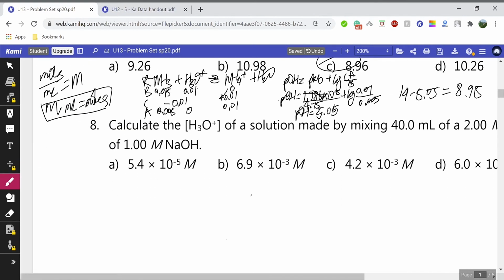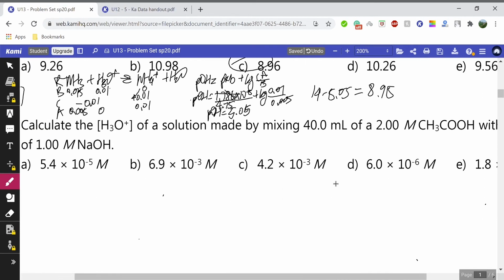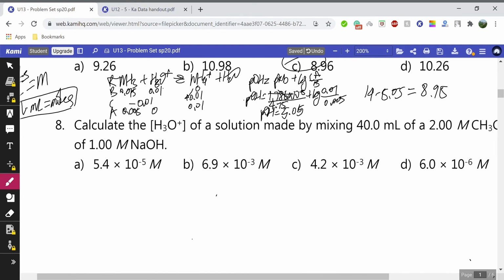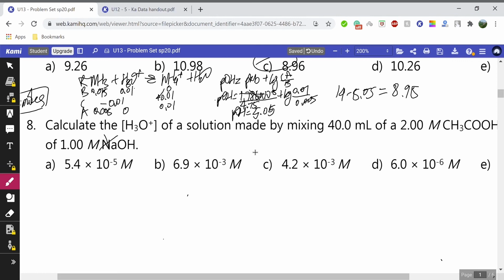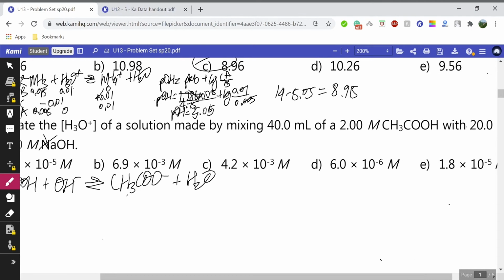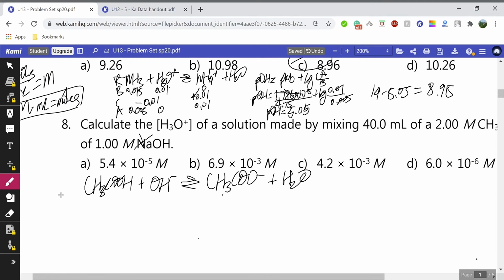Alright, last question on this page. Calculate the concentration of H3O plus by mixing this CH3COOH with NaOH. Again, this Na will be cancelled. Let's make our work easier. So CH3COOH plus OH minus will be a reaction. So CH3COO minus plus H2O. Alright, cool. Because we're adding OH minus, this will be a RBCA chart.